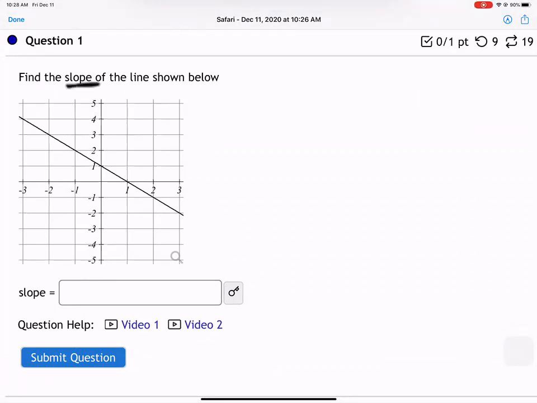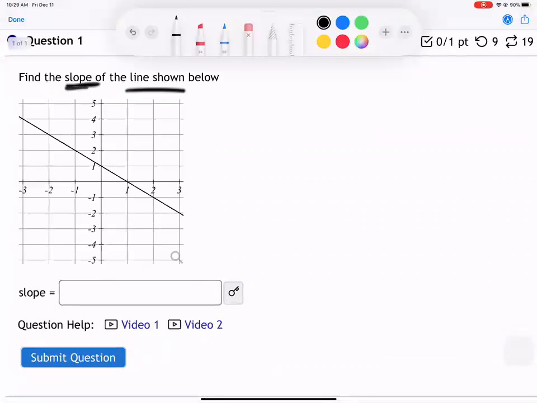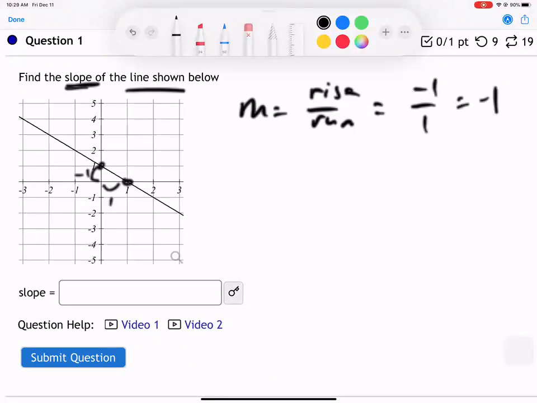It says find the slope of the line, okay? So the question is find the slope, and the slope is the rise and run between these 2 points. The rise is -1, and the run is +1. So our slope is rise over run. So our rise is -1 over 1, +1 is -1. That's our slope. Easy peasy.